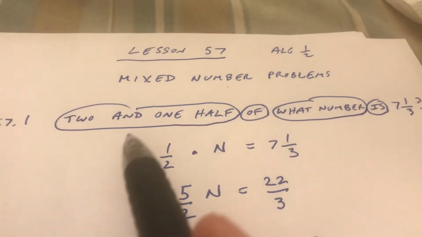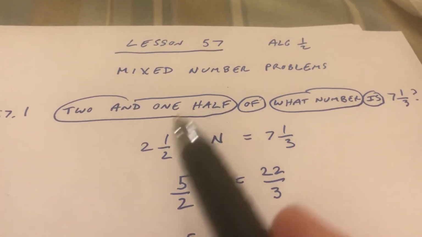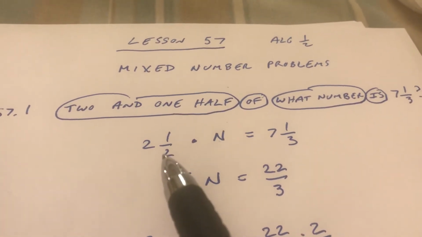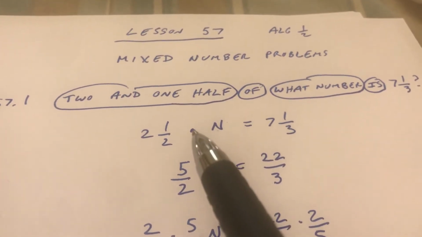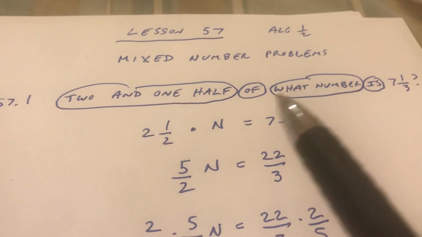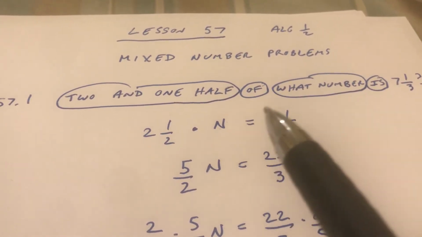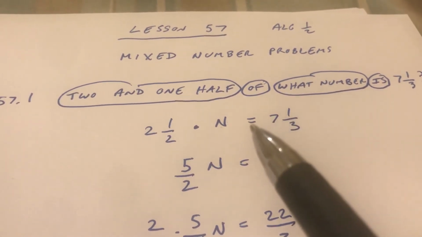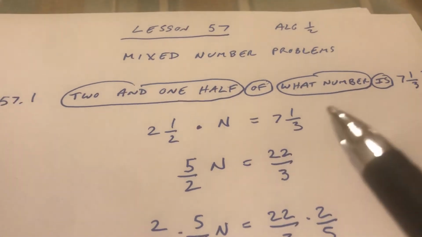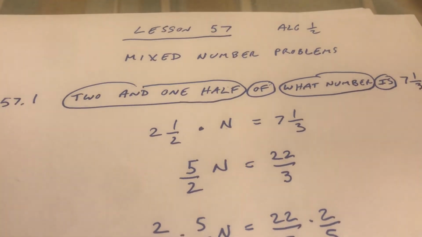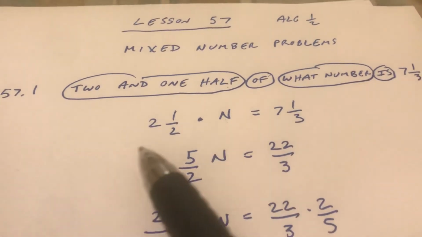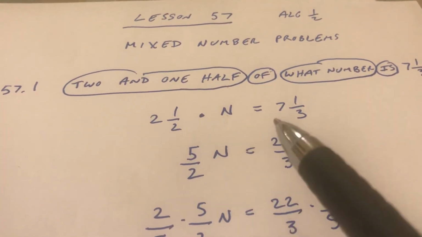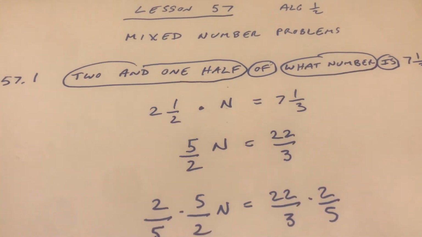All right, so 2.5 is 2.5. That's the mixed number 2 and 1/2. Of means times. What number? N. Is equals. And then 7 1/3, we don't have to translate, we just have to write it there. So, translating from English left to right, we have 2.5 times n equals 7 1/3.